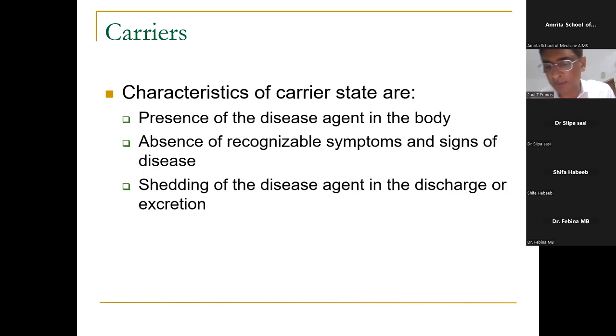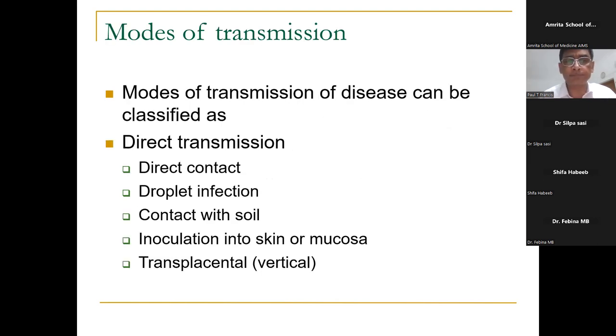You can classify them depending on this, and you can also classify them based on the route of transmission. So they can be described in many forms. Then let us come back to the modes of transmission. This is a very important issue when we are talking about communicable disease. Once you know the mode of transmission, it is relatively easy to interrupt that mode of transmission and then prevent the spread of the disease.